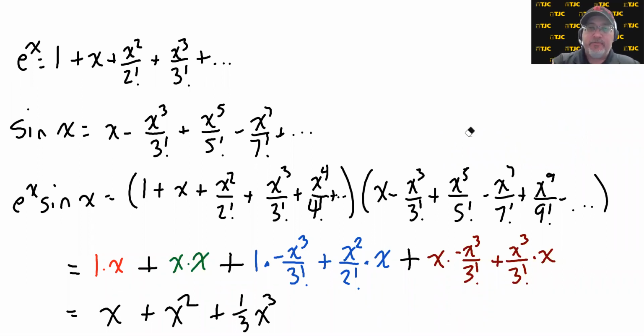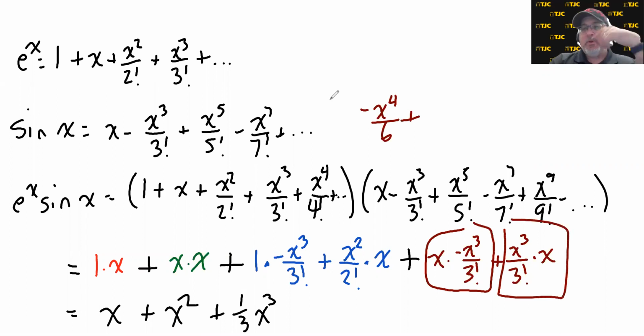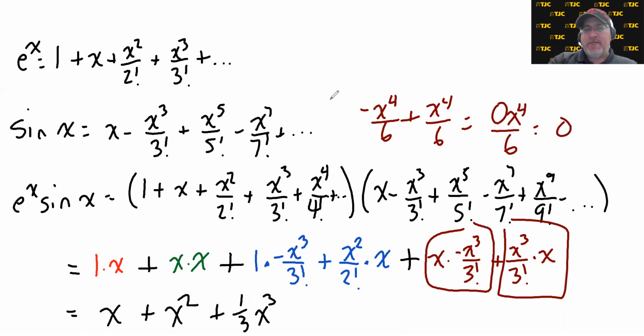And then finally, the one in brownish color, which starts with this, which will be negative x to the fourth over 6. 3 factorial is equal to 6, plus this, which is positive x to the fourth over 6. Oh my, these cancel. Huh. I didn't find the first 4 terms of the product because the fourth one disappeared. 0x to the fourth over 6. Don't write that though, it's equal to 0. So if I really want to get the 4 terms, then I need to go out to 5th degree.